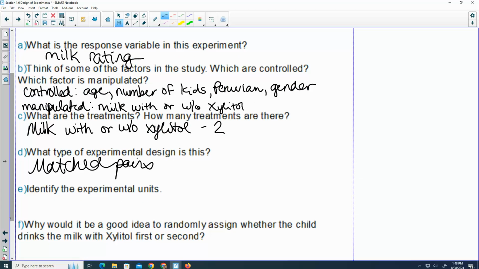Okay, the experimental units. The 75 kids that we said.